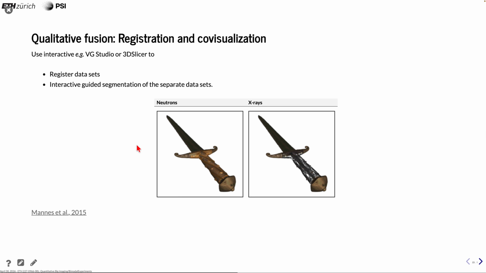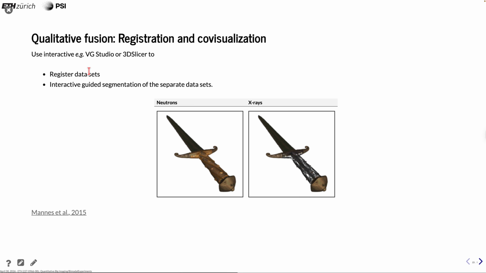So what to do when we start doing the fusion? We can have, as we have said before, two tracks. One is the qualitative fusion, where we do the registration and co-visualization in order to see something in the images. And that is very often used, for example, in cultural heritage. You only have one sample and you want to show it, and you can spend quite a lot of time on doing nice renderings and artworks.